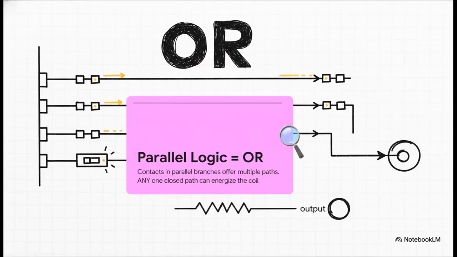The other way to do it is with OR logic. This is when you put contacts on parallel branches, giving the electricity multiple paths it can take. With an OR condition, power can flow through this top path, or it can flow through this bottom path. You only need one of the paths to be complete for the output to turn on.